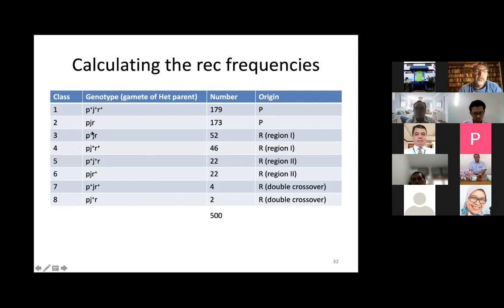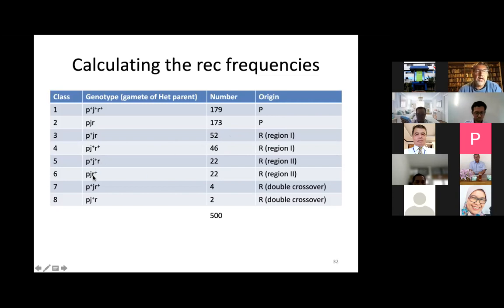So P plus J and P J plus show recombination because they are in repulsion here, show recombination in region 1. So these two numbers, 52 and 46, are the result of a recombination in region 1.